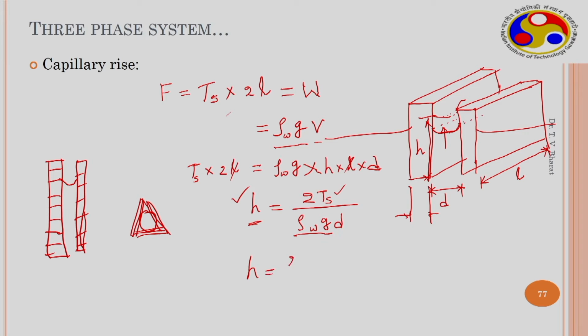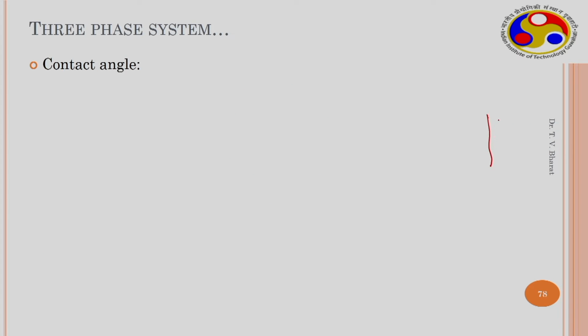That is, height equals 2Ts by rho g r. We can assume that the radius of the pore could be related to the particle size, or the pore size could be estimated by different means, and if you substitute, you can approximately estimate what the capillary rise is. There are various ways researchers have estimated this by relating the pore radius to D10 of different particles.